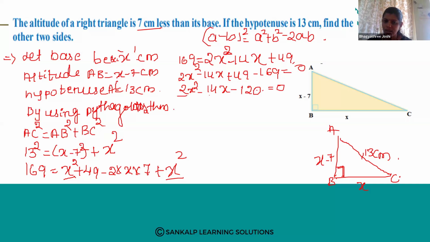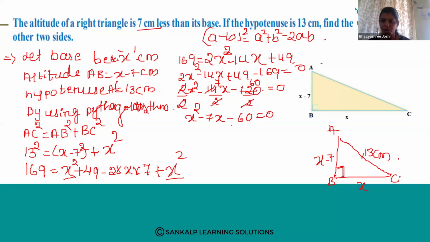Now, observe all these values. These 2x square, 14x and 120. All these values are divisible by 2. Yes or no? If I divide by 2, 2 ones are 2, 2 sevens are 14, 2 sixes are 12. That means x square minus 7x minus 60 is equal to 0 I will get. Right? X square minus 7x minus 60 is equal to 0.